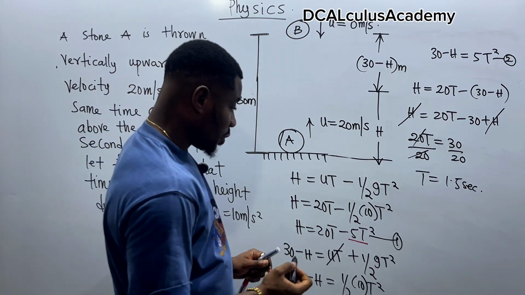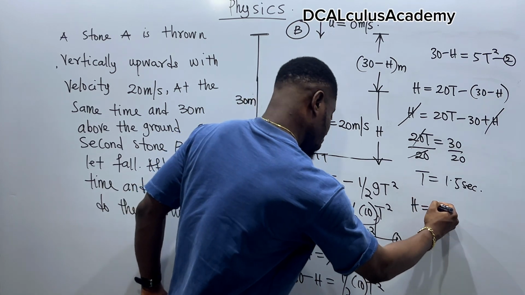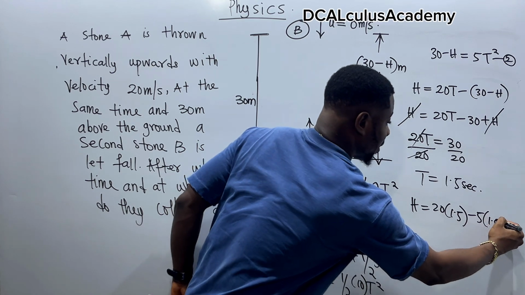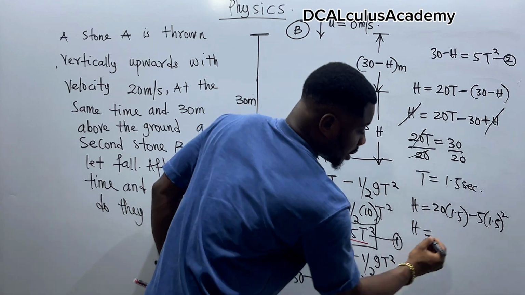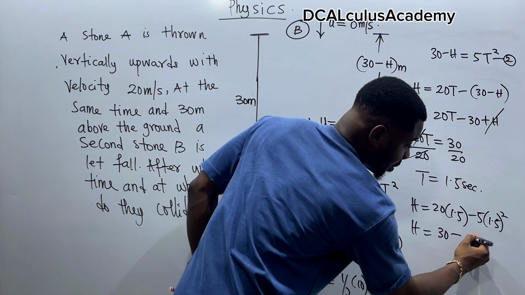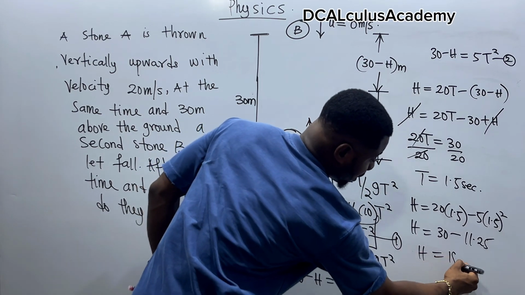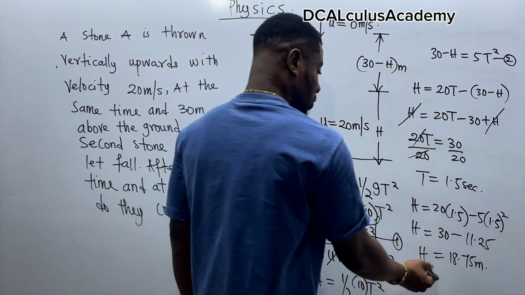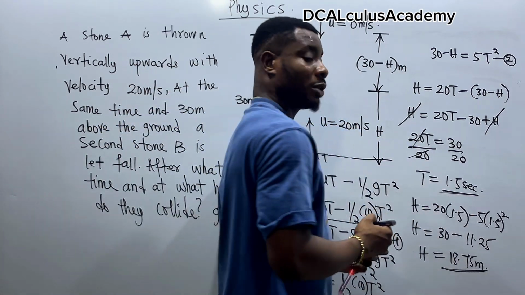Now to determine the height of collision, go back to equation 1 and substitute t as 1.5. So h becomes 20 times 1.5 minus 5 times 1.5 squared. If I multiply 20 and 1.5, I get 30. 1.5 squared gives us 2.25, multiplied by 5 gives us 11.25. If we subtract, we have 18.75. So we have been able to determine that the height of collision is 18.75 and the time of collision is 1.5.